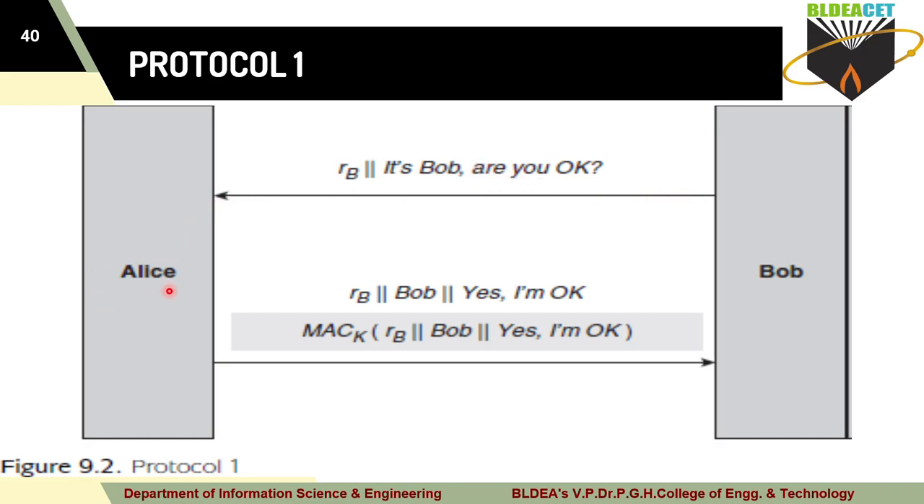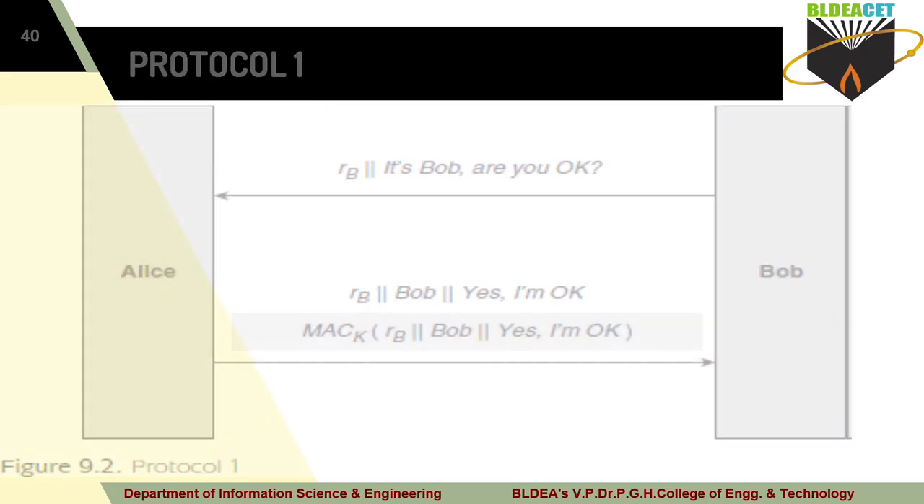When Alice receives this message, what will Alice do? Alice will create a message authentication code, using the algorithm known by Alice and Bob, and the key already shared between Alice and Bob. So Alice generates a message authentication code for this message, which contains RB, the nonce already sent by Bob, and the identification of Bob, and it is sent as "I am okay". This is the reply message to Bob. This is your protocol 1.